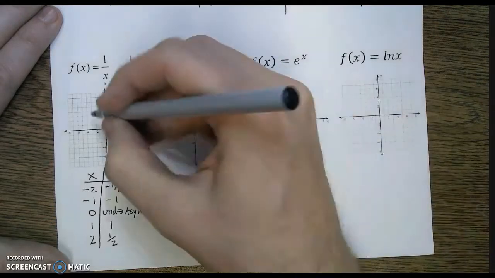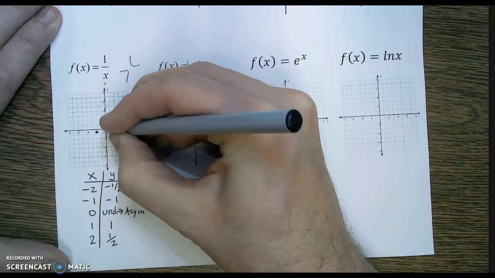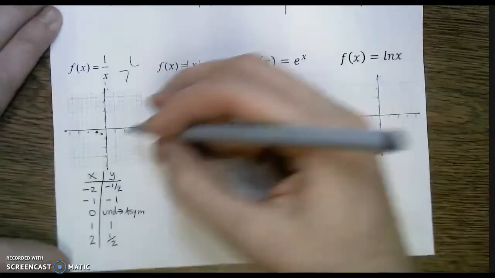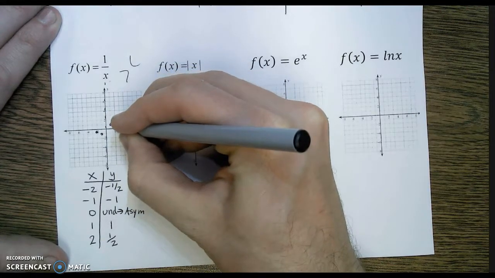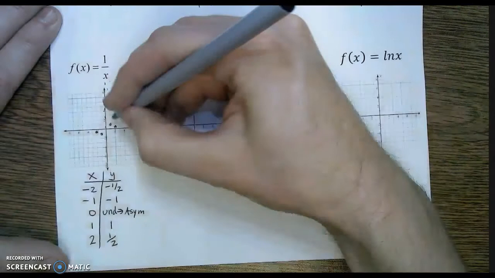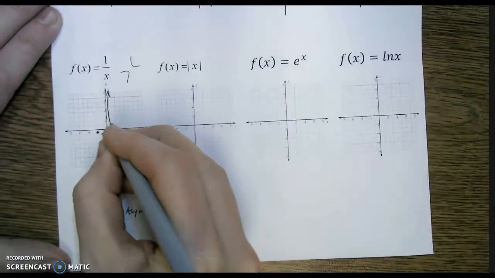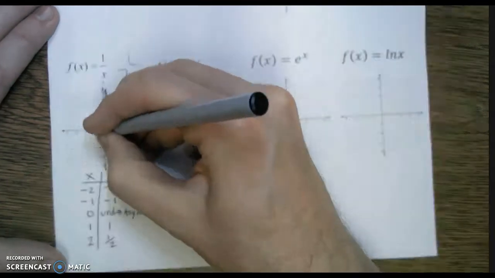And then I can plot these points. So -2 is at -1/2. -1 is at -1. 0, we've got an asymptote. 1 is at 1. 2 is at 1/2. You can't really see the shape, but because I know what the shape is, I can curve it. So it's got an asymptote at the y-axis and at the x-axis.